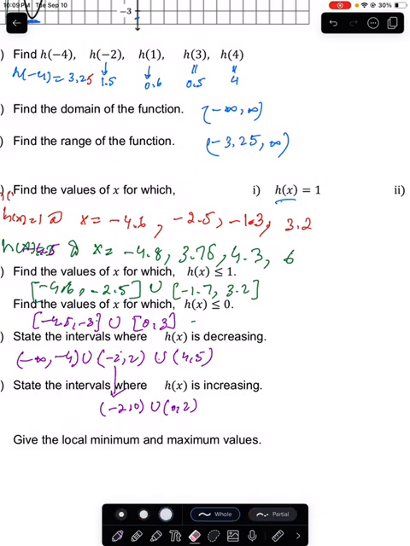Next state where it is increasing. So it is increasing from -4 to -2, union 2 to 4, union 5 to infinity.